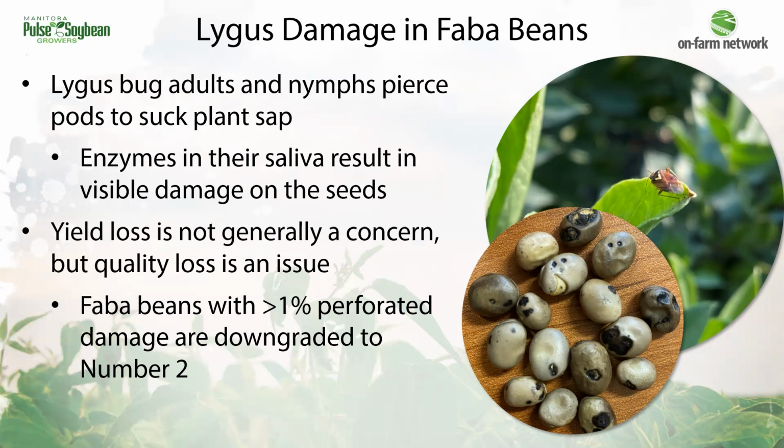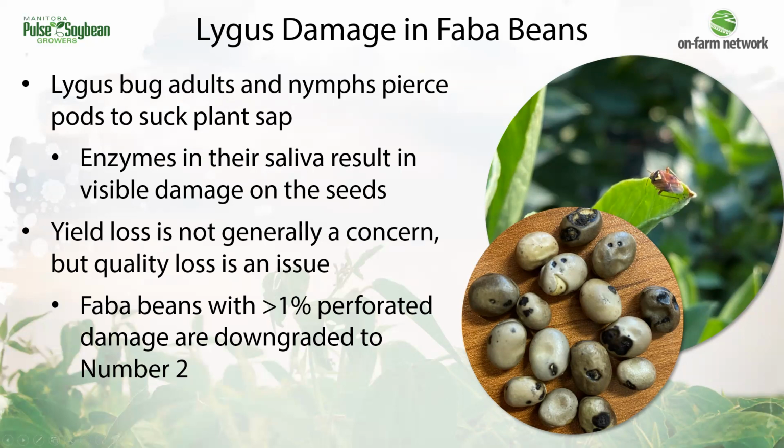So faba beans do mature later in the season. That means those Lygus bugs are moving into faba bean crops once alfalfa is cut or canola is swathed. And these Lygus bug adults and the nymphs, they'll pierce faba bean pods and they'll suck out plant sap. This leaves behind a really dark staining because the enzymes in their saliva are left behind, resulting in this dark perforated seed damage that we're seeing in the photo, these little dark spots.